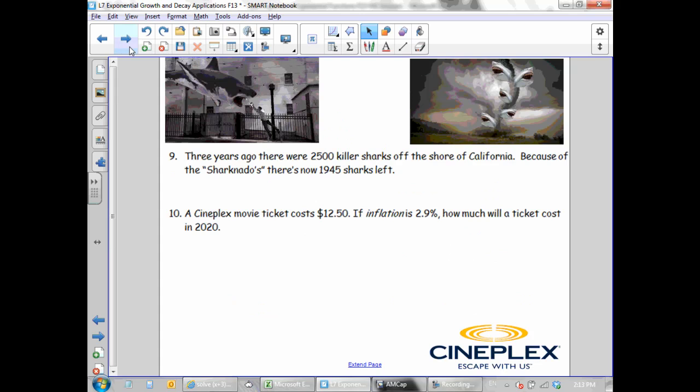Okay, here's another one. Sharks are dying off due to Sharknadoes. So let's use S for sharks. How many sharks did we start with? We started with 2,500.